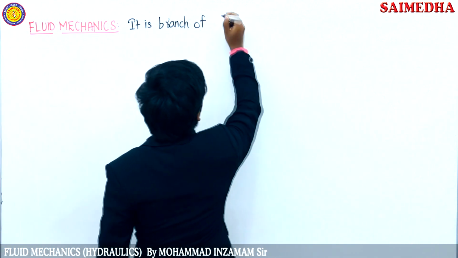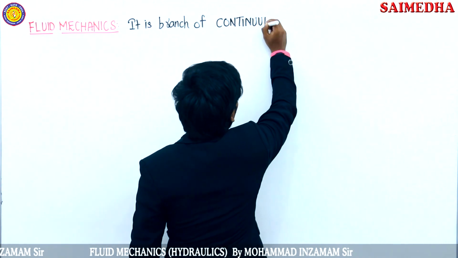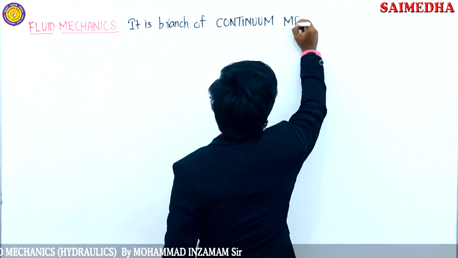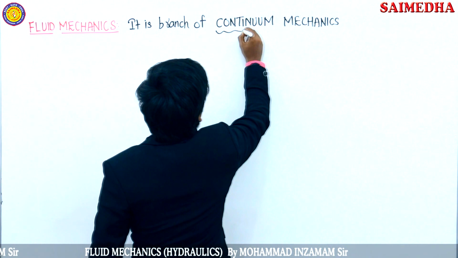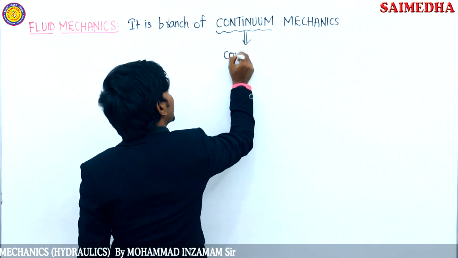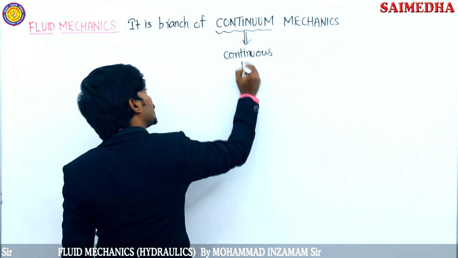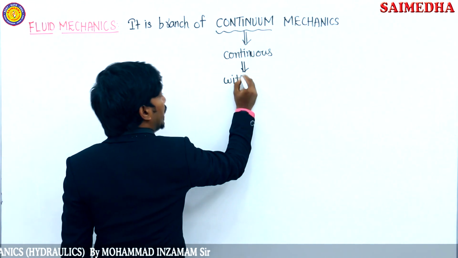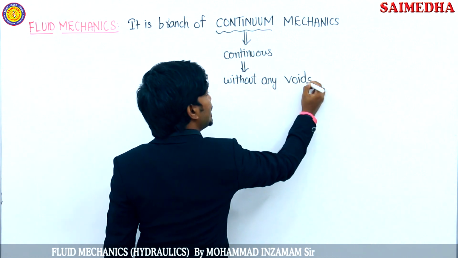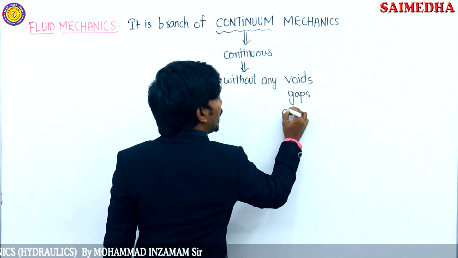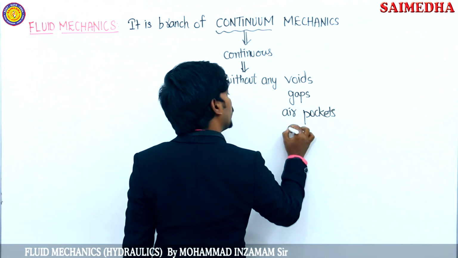It is a branch of continuum mechanics. It is a branch of what, guys? Continuum mechanics. Sir, what is the meaning of this continuum mechanics? Let's try and understand first. Continuum means continuous. This word, everyone might be aware of this word, guys. Continuous means what? Without any voids. What is the meaning, sir? Voids, gaps. Without any air pockets. Or simply you can say without any cavities.